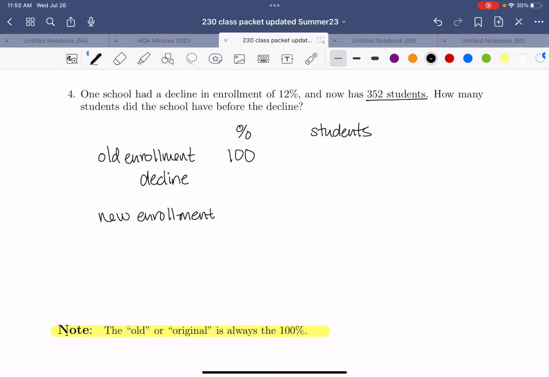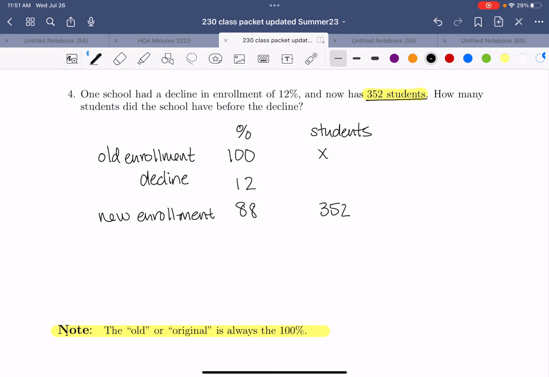Okay. Then we go back to the question and it says there was a decline in enrollment of 12%. So the decline in percent is 12. And decline means decrease. So I'm going to take the 100 and subtract the 12 and get 88% for my new enrollment. Now be careful, read it twice, read it 3 times. Where does your 352 students go? It says the school had a decline in enrollment of 12% and now has 352 students. So that is after the decline. So the 352 goes down here for new enrollment. How many students did the school have before the decline? So again, they're asking for this one.